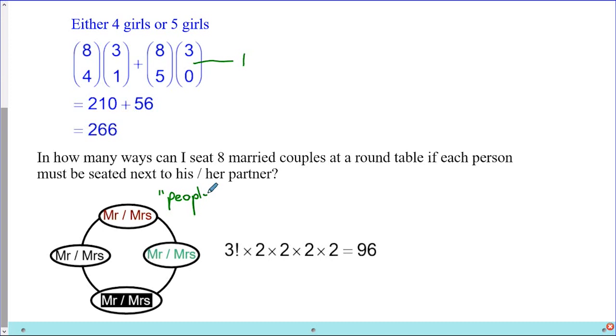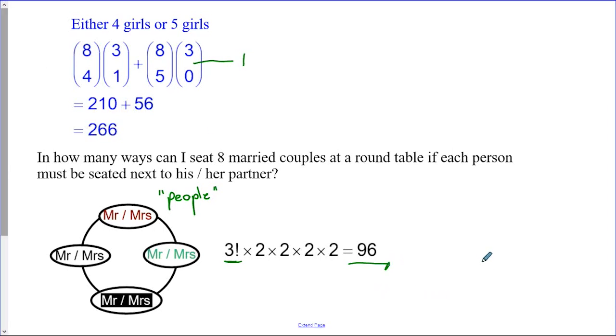Remember, when we arrange objects around a circle, we actually subtract one from the four, so we get three, and we factorial, three factorial. The reason I've multiplied by all these twos is each of these couples can swap around. So there's three factorial times two, times two, times two, times two, giving me a total of 96 different ways I can seat these people.